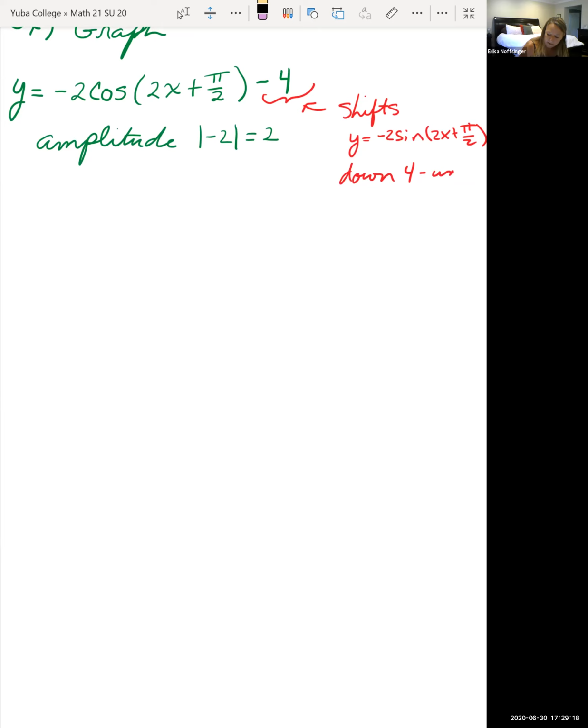So my max value, well, it was originally at 2, but if I shift that y value of 2 down 4 units, it's now going to hit at -2. And my min value, well, before it was hitting at -2 for this graph, but I'm shifting that y value down 4 units, so it's now hitting at -6.